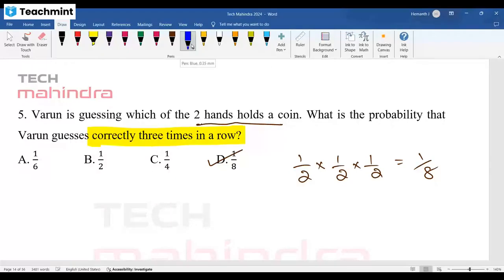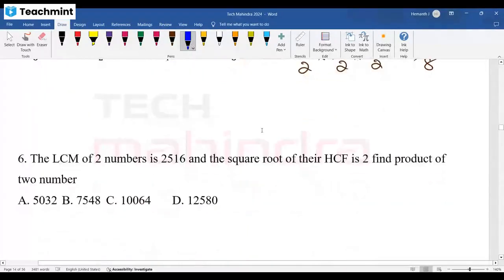First time guessing correct, 1 by 2 chances. Out of 2, only one hand is having a coin, right? So one correct out of 2. So for the 3 times we got 1 by 8. Like that they're asking, not too difficult.